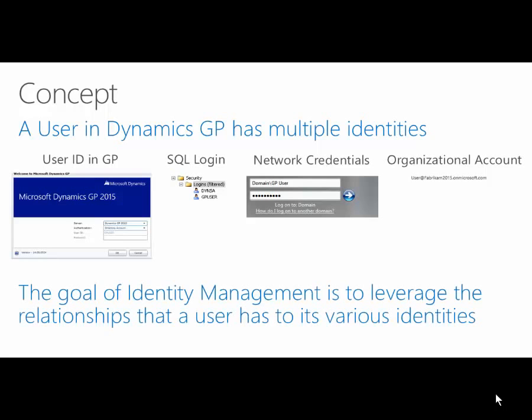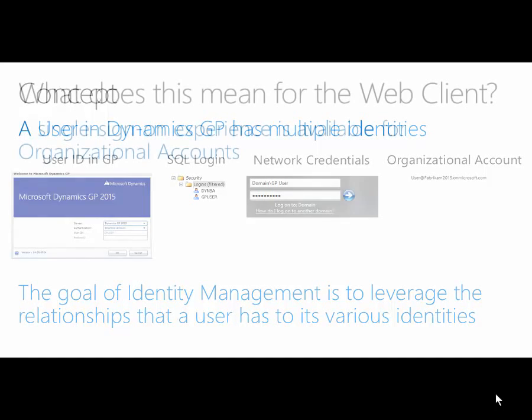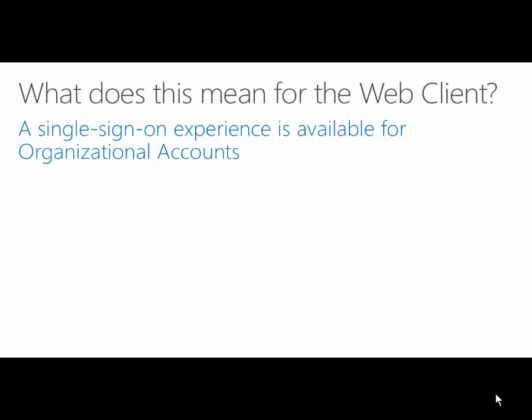So the goal of identity management remains the same as it has since it was created in GP 2013 R2. The goal is to leverage those relationships that a user has to those various identities. So what does this mean for the web client? It means that a single sign-on experience is available for the organizational accounts.